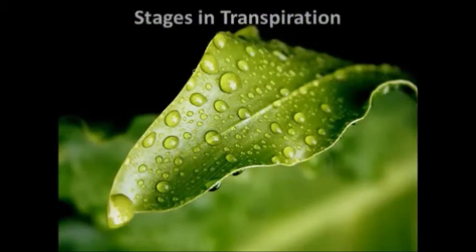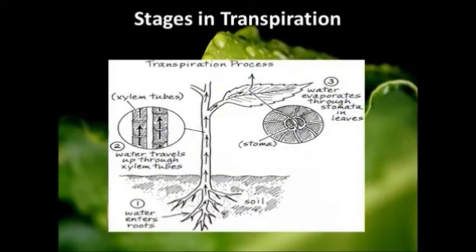Now, let us talk about the stages in transpiration. First, the water enters the root. Then the water travels up through the xylem tubes. And finally, water evaporates through the stomata in the leaves.